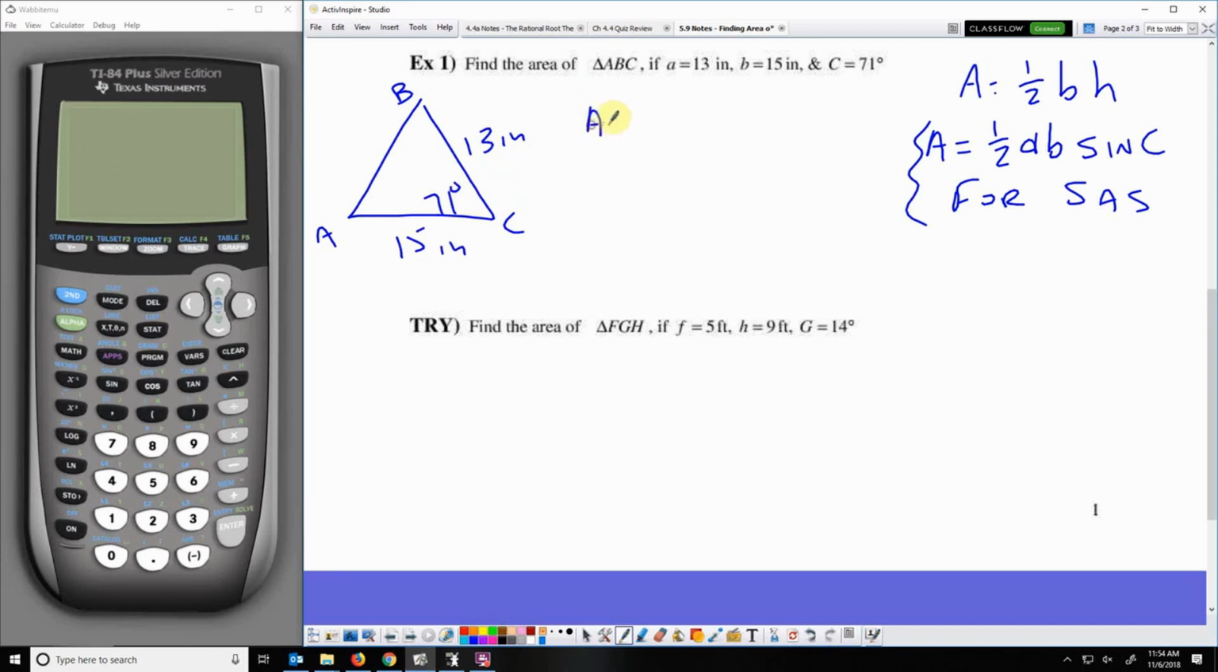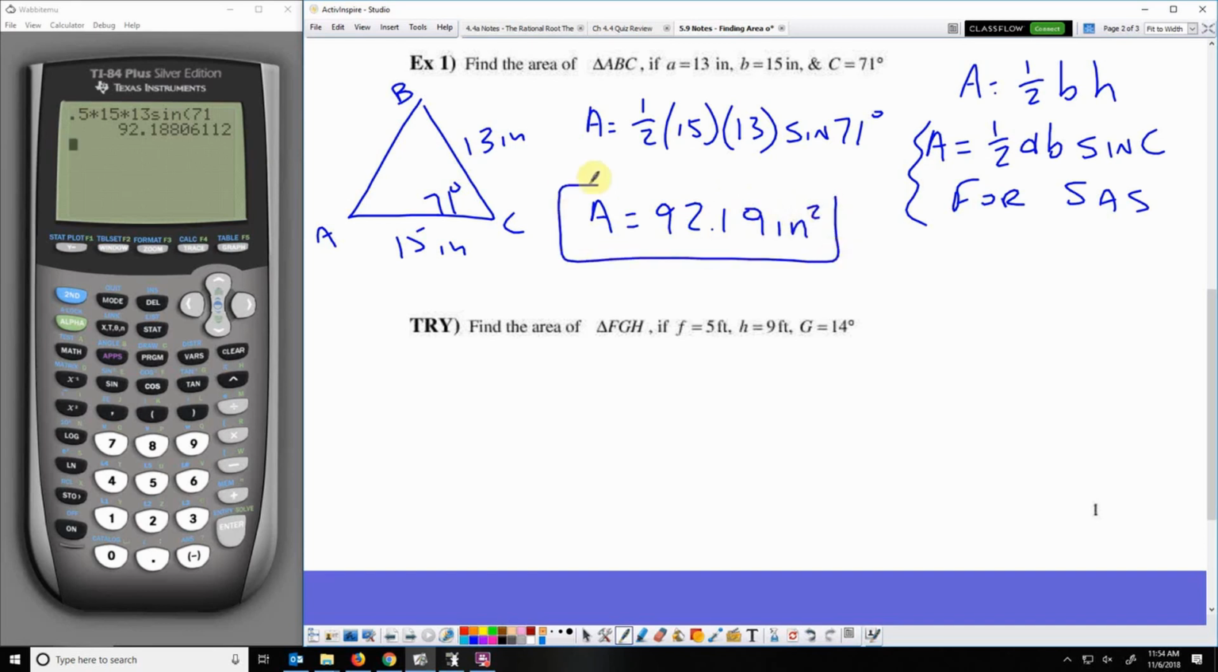So that's two sides and the angle between them. So to find the area, I can do 1/2 times 15 times 13 times the sine of the included angle. So 1/2 times 15 times 13 times sine 71. And that gives me the area of the triangle. So the area is about 92.19 inches squared.